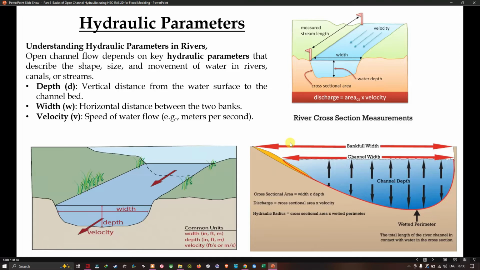Now let us take a look at the hydraulic parameters, understanding the hydraulic parameters in a river. Open channel flow depends on key hydraulic parameters that describe the shape, size and movement of water in rivers, canals or streams. The three important hydraulic parameters are, first, the depth, the vertical distance from the water surface to the channel bed. Next is the width, the horizontal distance between the two banks. And the third parameter is the velocity, the speed of water flow, usually in meters per second.